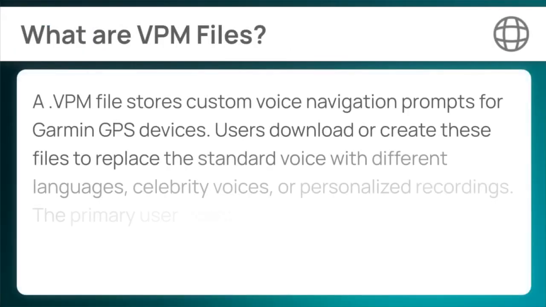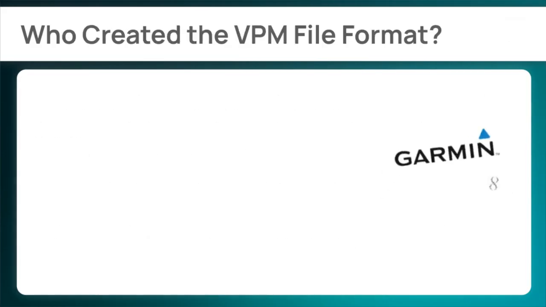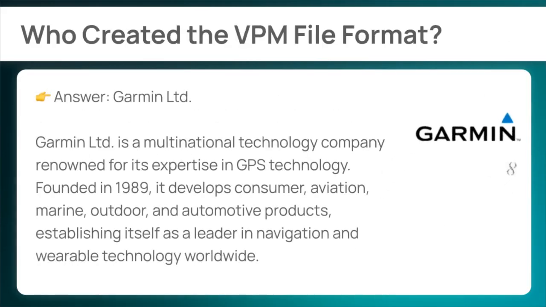A .VPM file stores custom voice navigation prompts for Garmin GPS devices. Users download or create these files to replace the standard voice with different languages, celebrity voices, or personalized recordings. The primary user intent is to customize the audio experience of their navigation device.